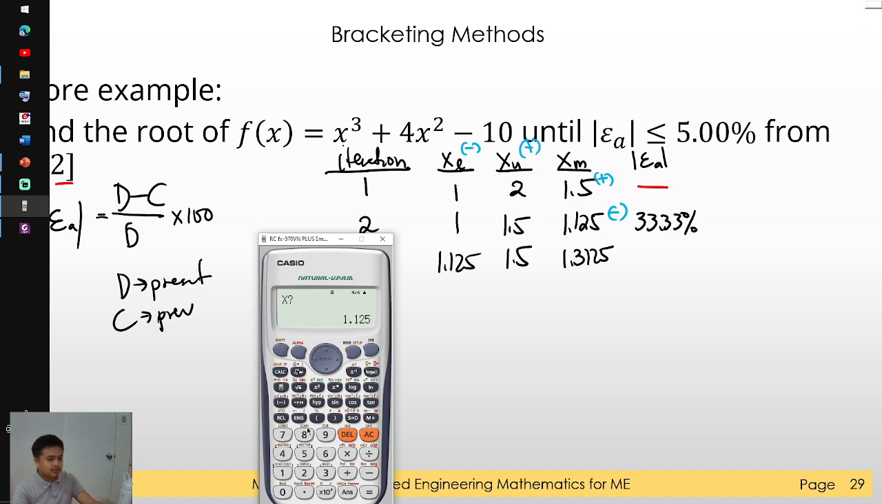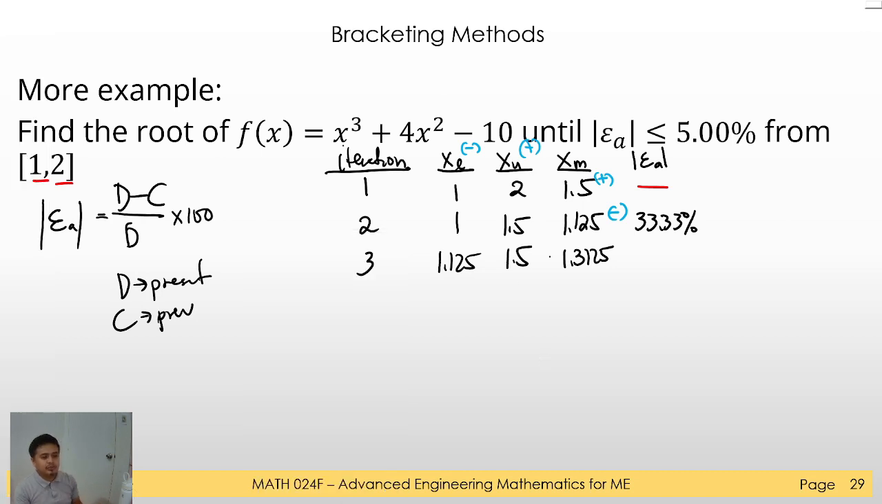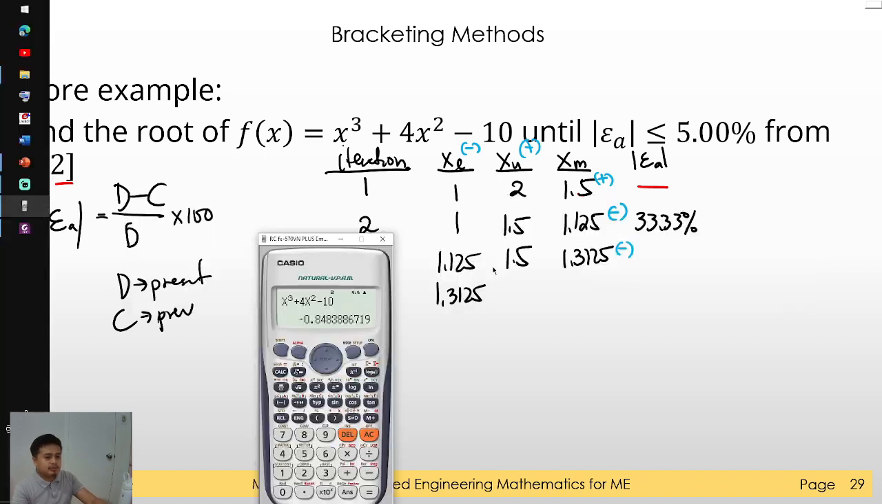This one. So substitute this, 1.125. Since this is negative, we want to repeat this for the XL. And then let's find the relative approximate error. For relative approximate error, just browse through your previous calculations.